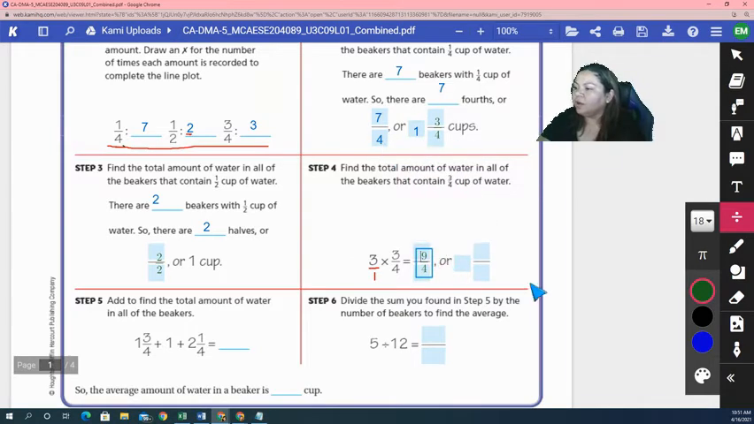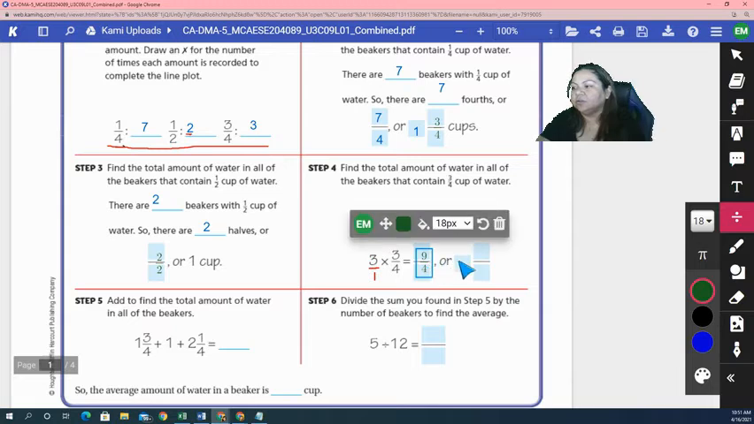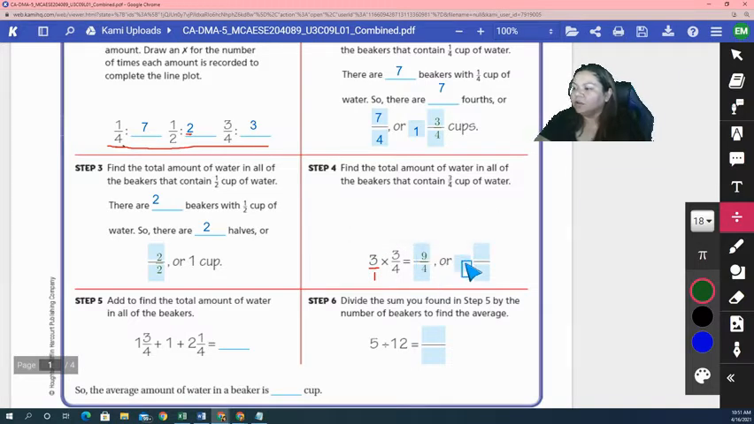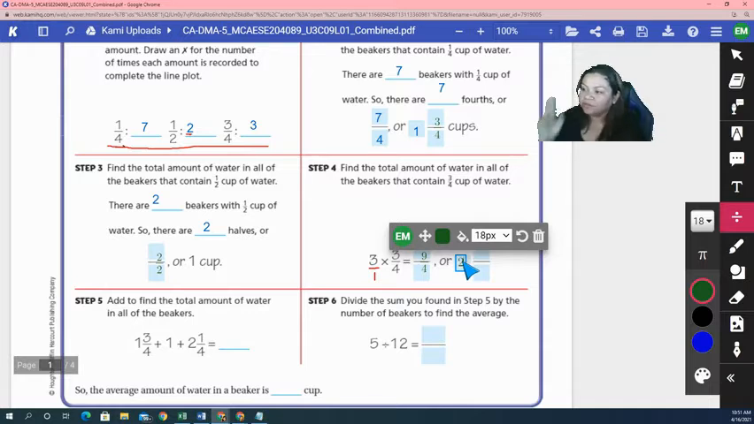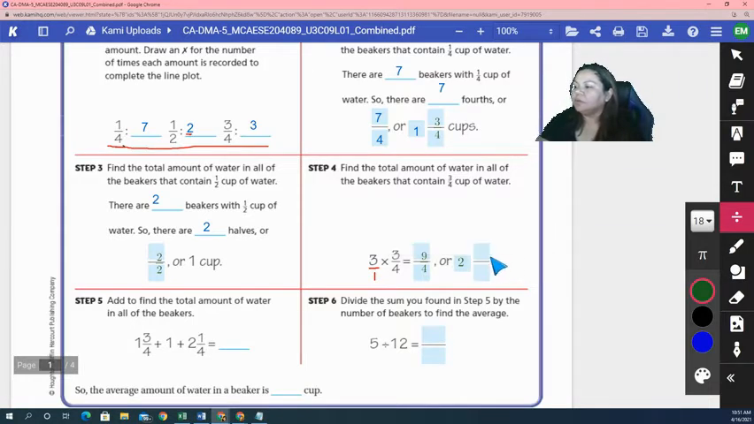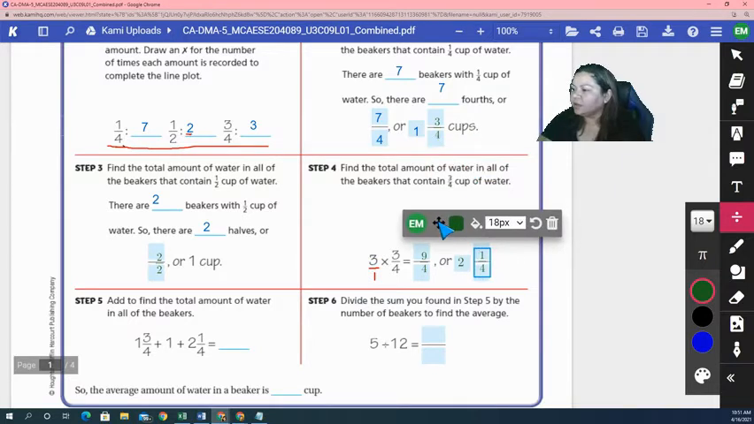9/4. Now we're going to write this as a mixed number because right now we have a fraction greater than 1. So how many times does the 4 fit into the 9? 4 goes inside the 9 twice, right? Because 4 times 2 is 8. And then the leftover is 1. And that would be 1/4. So you should know this from our fractions unit. Okay.